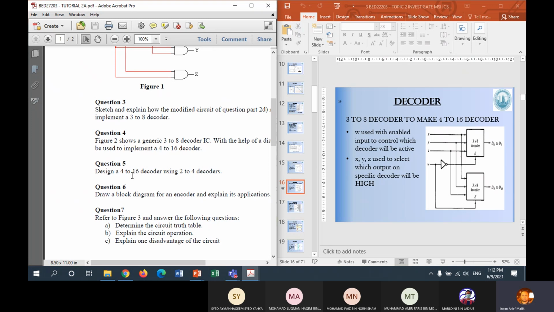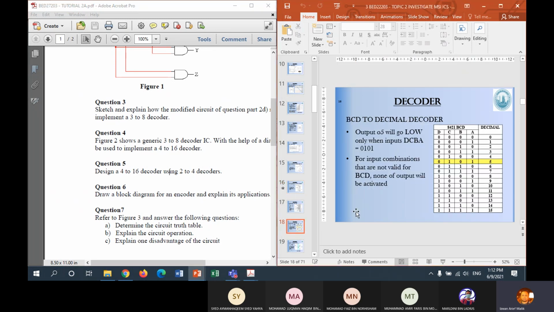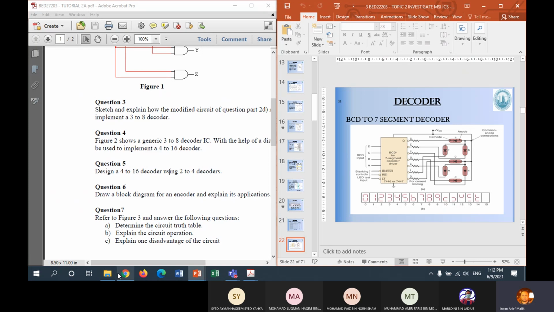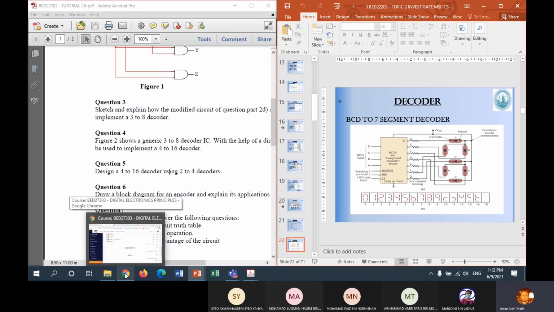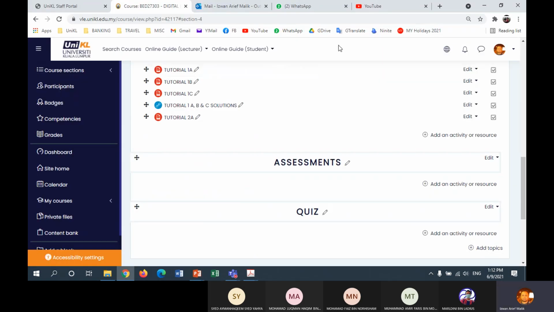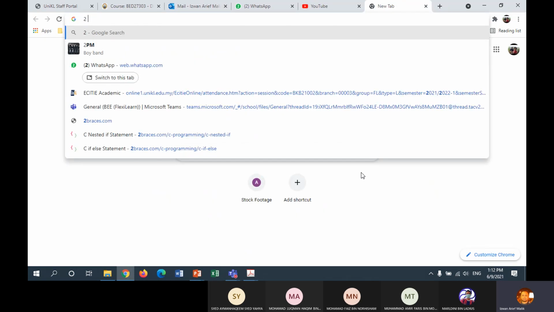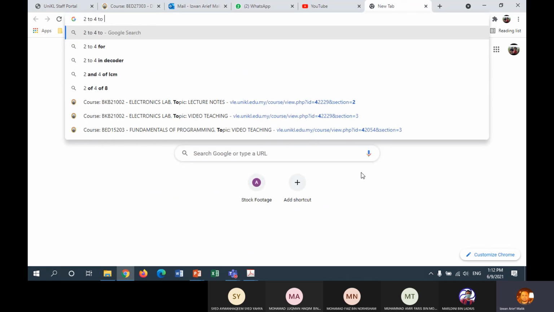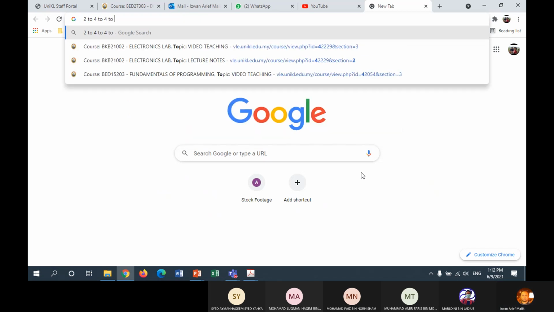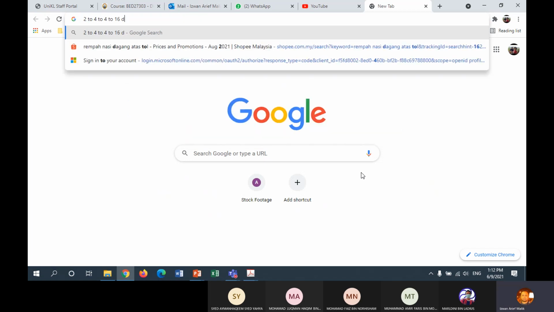Design a 4 to 16 decoder using 2 to 4 decoder. So, saya rasa dekat sini tak ada. Tapi you boleh search lah. So, dia akan pakai berapa ya? 1, 2, 3, 4. Kalau tak silap saya, dia akan pakai 4. Kita boleh cari dekat ni dia. 2 to 4, 4 to 16.